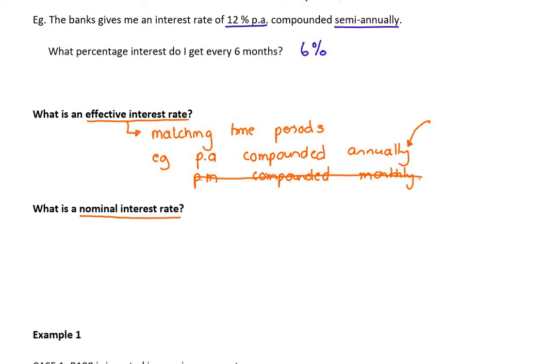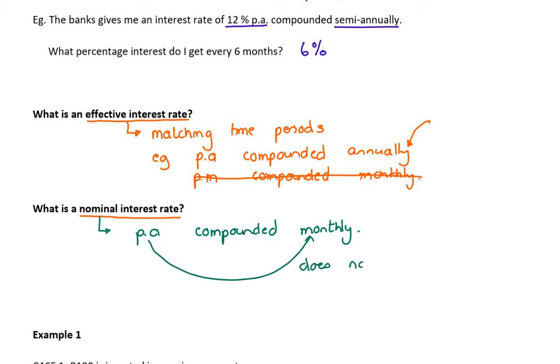So what's a nominal interest rate? A nominal interest rate is when your time periods don't match. For example, if you get an interest per annum, but then it's not compounded annually. So it's compounded monthly, or compounded semi-annually, or compounded quarterly. So your quoted interest rate does not match when you get that interest. It doesn't really matter, but they like to use those words. We're going to do converting between these two in a couple of lessons' time, and so we just have to know what they're talking about when they use this terminology.